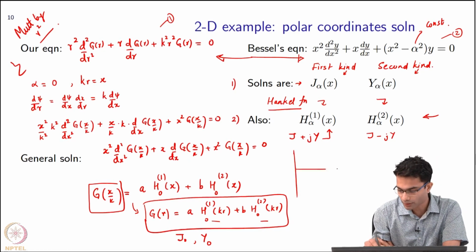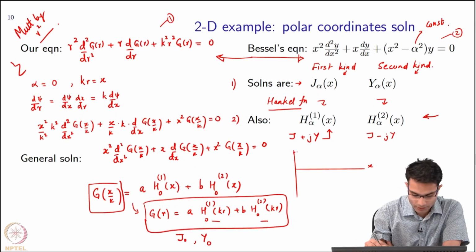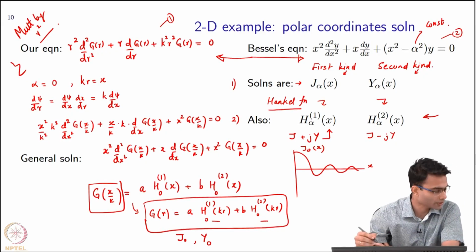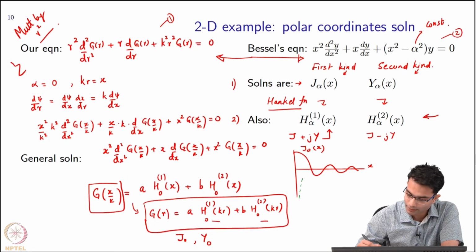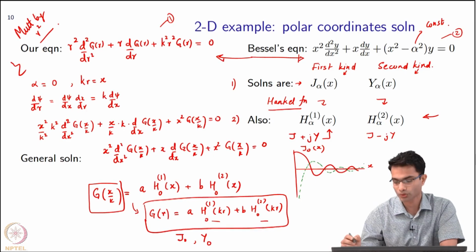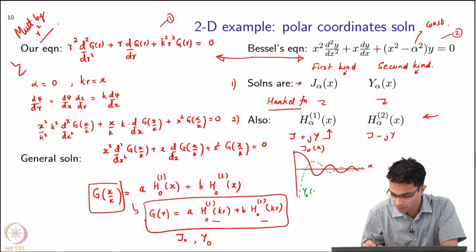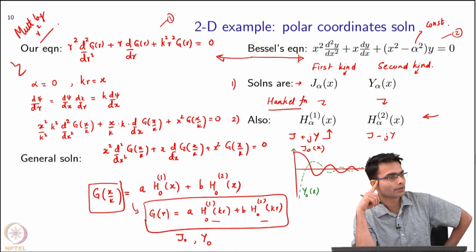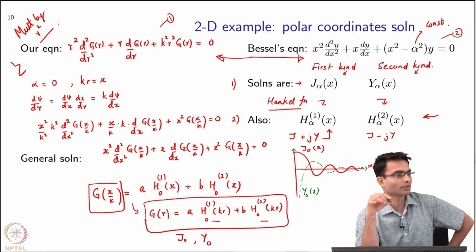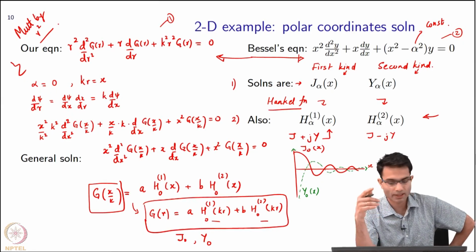So if I plot it over here, let's plot this as x. So J0 looks something like this. Okay, so this is my J0 of x. Okay, and on the other hand, my Y0 actually has a singularity at the origin, and both decay for large r. Okay, so we should have a physical, a mathematical intuition of what this function looks like, right?